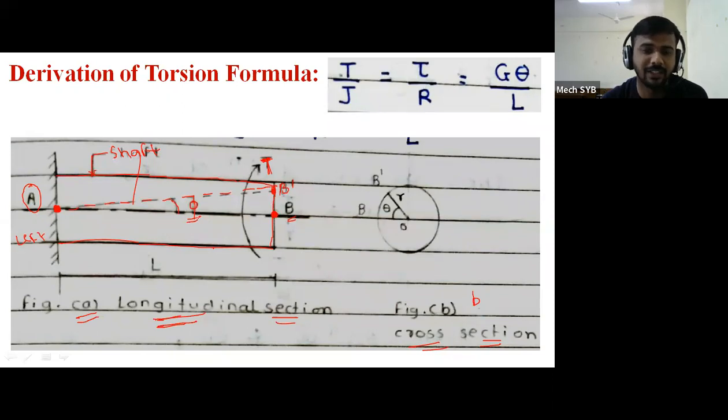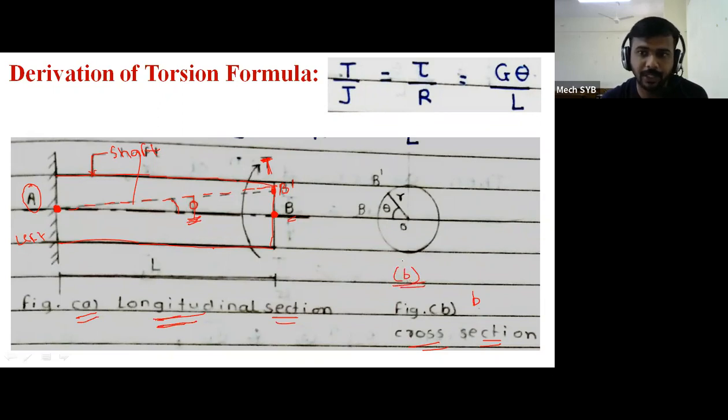And here this change in dimensions will be represented in the form of strain. But as the shaft is subjected to torque, whatever this phi value is indicated on the figure, this phi value is called a shear strain. So this is visible in the longitudinal section.